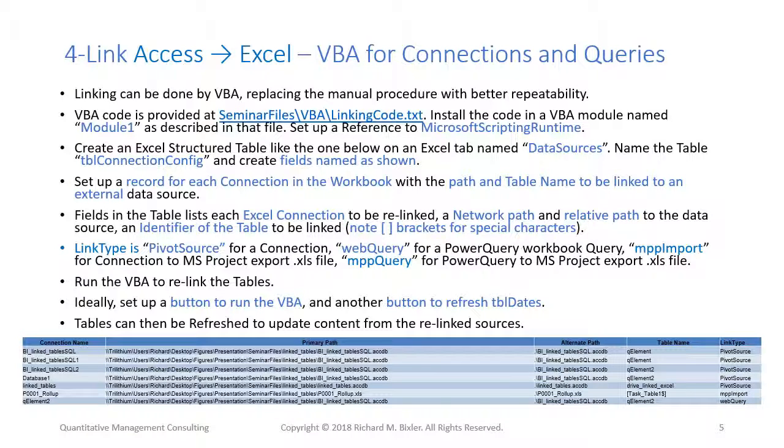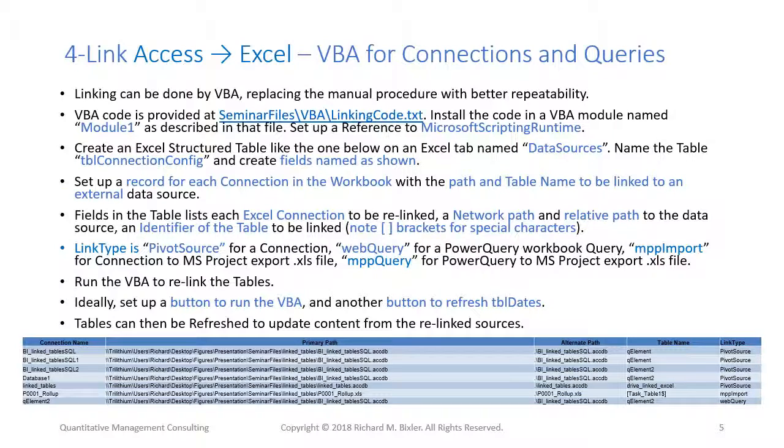The UI for the relinking VBA is the structured table shown on this page. It covers relinking of Excel data connections to external sources, including Access and external Excel files driving reports in this workbook, link type values pivot source and MPP import in the table, and for PowerQuery connections, link type values web query and MPP query. Relinking to SQL Server is an extension of this covered on upcoming slides.